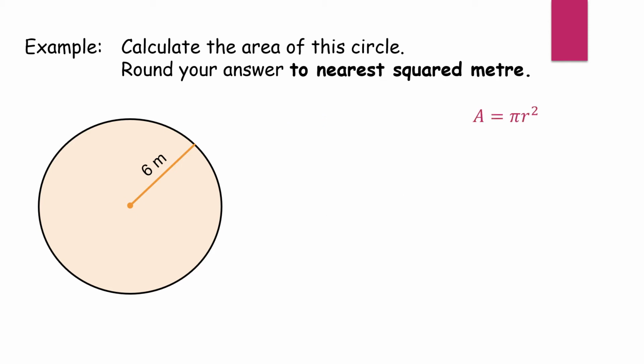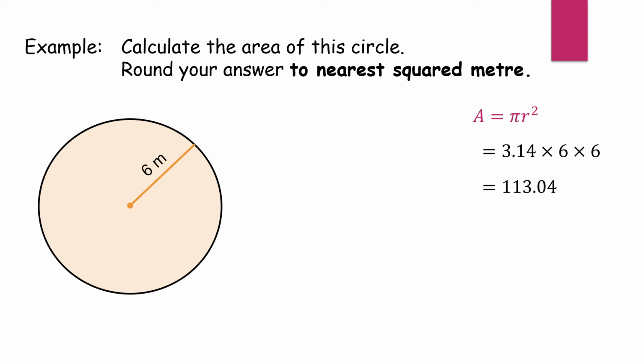If I don't have a scientific calculator, then I don't have a pi button and I don't have a squared button. So I need to remember that squaring something means multiplying the number by itself. So I'm going to type into my calculator 3.14 times 6 times 6, and that's going to give me an answer of 113.04.